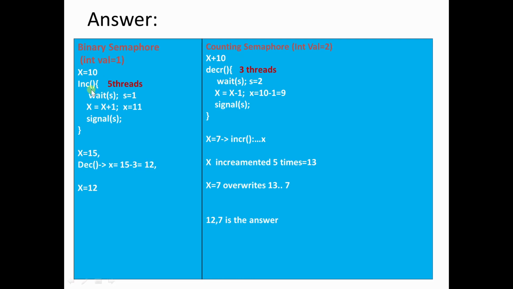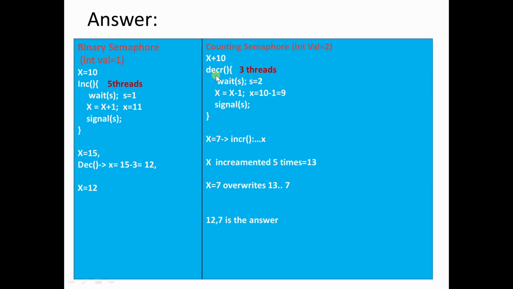First let's consider the binary semaphore. In this, first it will take the increment function. For the first thread, s is equal to 1, and x will be incremented from 10 to 11. Then it goes to the second thread, and it will run the increment function for the next thread t2. At that time it increases to 12. Likewise, this will execute 5 times. After executing 5 threads, we will have x equal to 15.